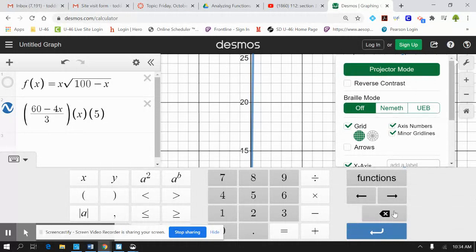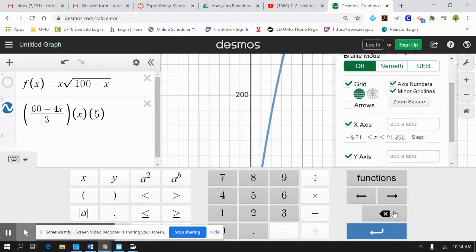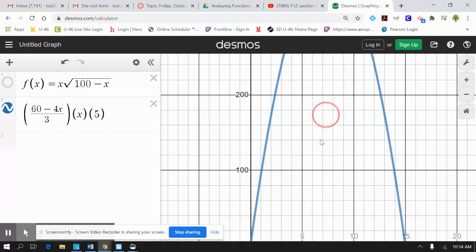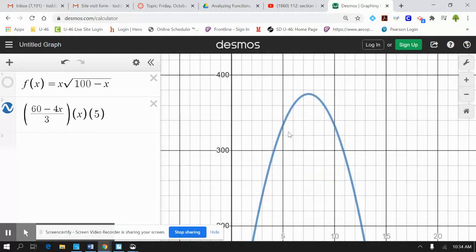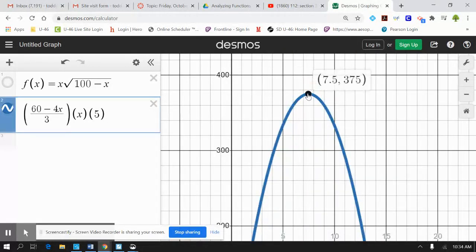I've had a real hard time with this mouse. Okay, so here is the greatest y value, which is the volume. And the greatest volume is 375.